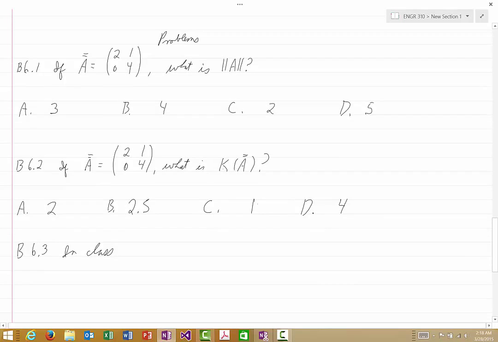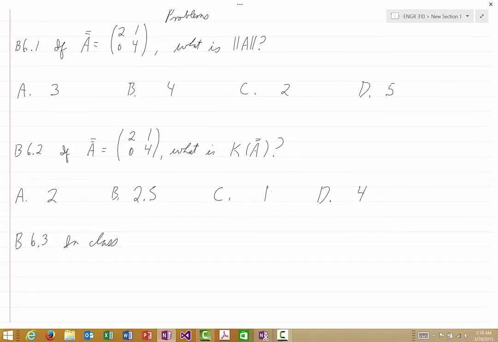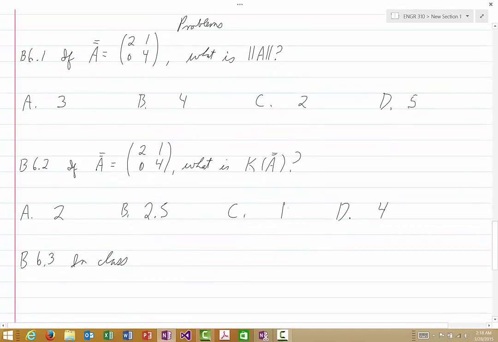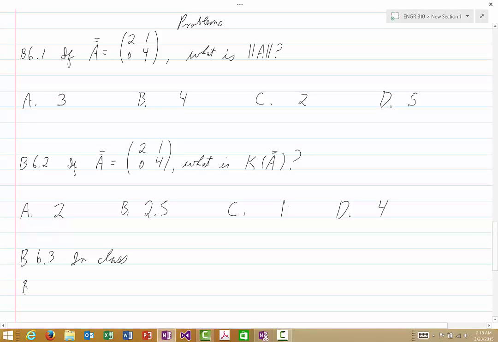And this time we're going to have two problems in class, B6.3 and B6.4, and both of those will be given in class. So that concludes lecture B6, and good luck.